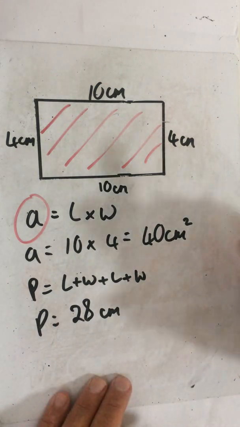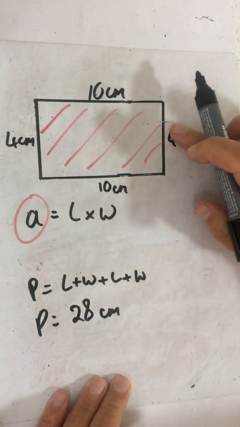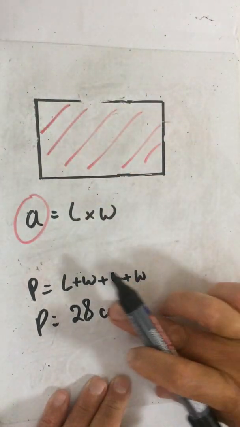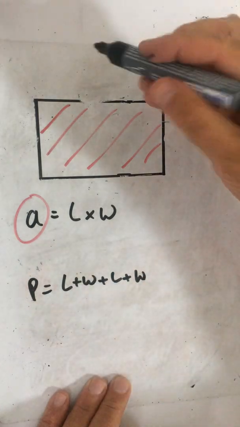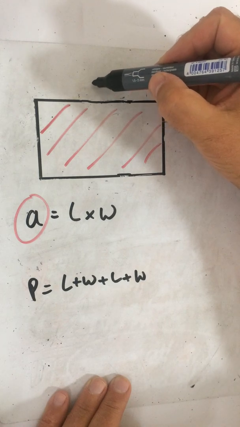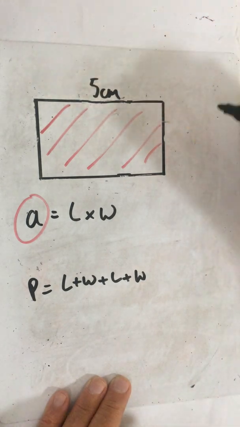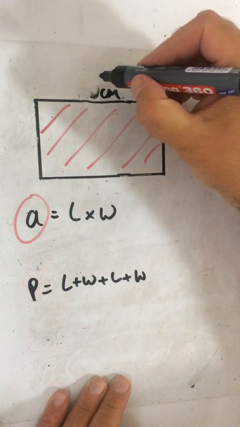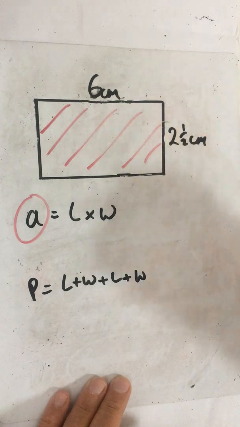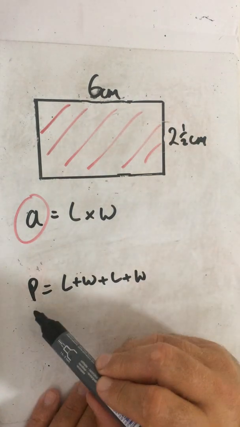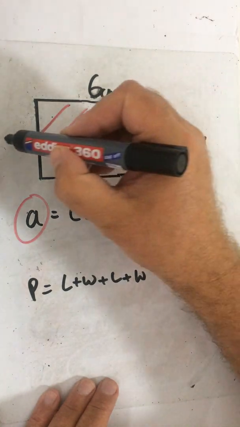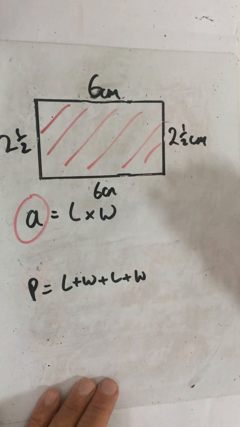Let's just try another one. Let's leave those formulas in. So say for example, this is, let's put that as 5 centimeters. In fact, let's call it 6 centimeters, and this is 2.5 centimeters. First of all, let's work out the perimeter. That tells me that this is also 6 centimeters because it's opposite, and this is opposite, so that'll be 2.5.